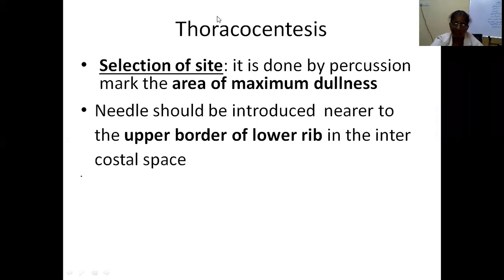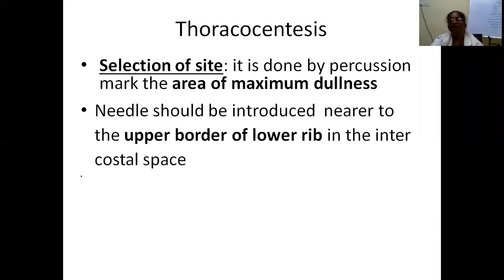First, we have to select the site. The percussion should be done and we should mark the area of maximum dullness first. And then we have to introduce the 18 gauge needle. Where should we enter the needle? We should introduce the needle nearer to the upper border of the lower rib in the intercostal space.